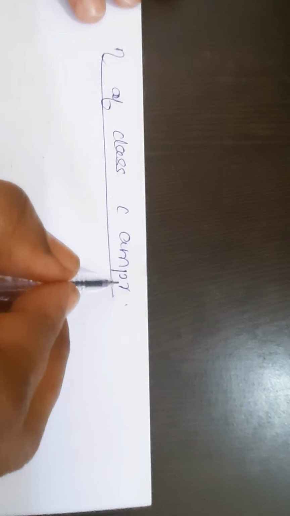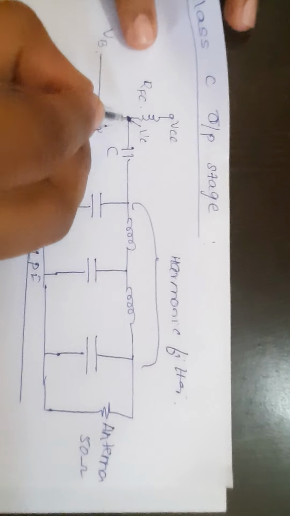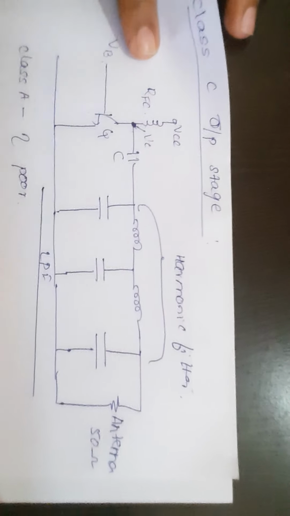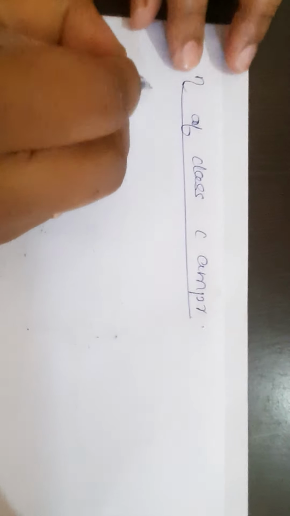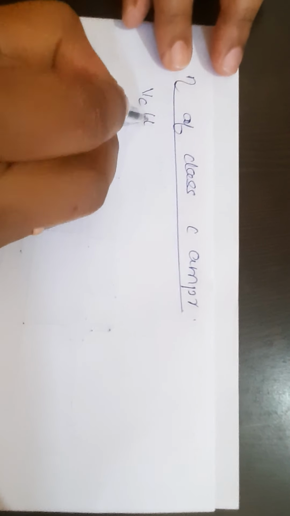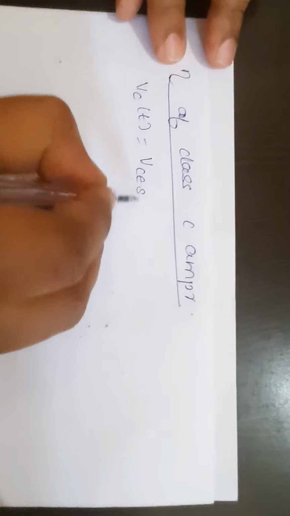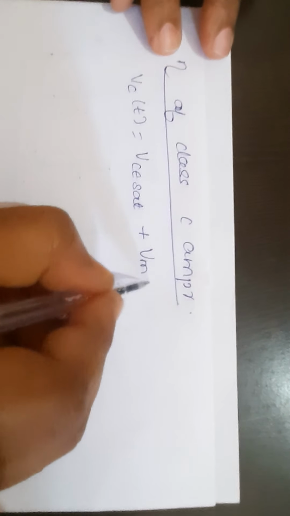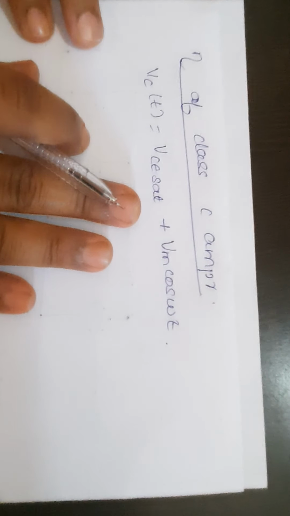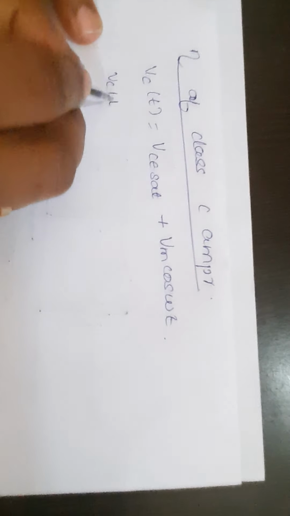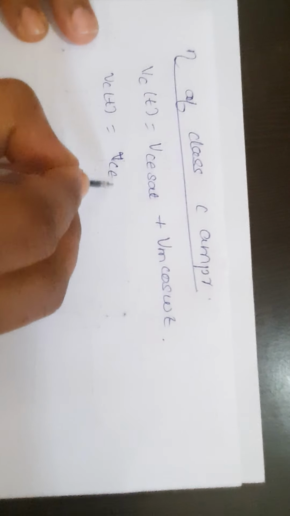Now, the collector voltage VC, when the transistor is off and the switch is open, is given as VC of T equals VCE saturation plus Vm cos omega T. And when the transistor is on, VC of T is given by VCE saturation.